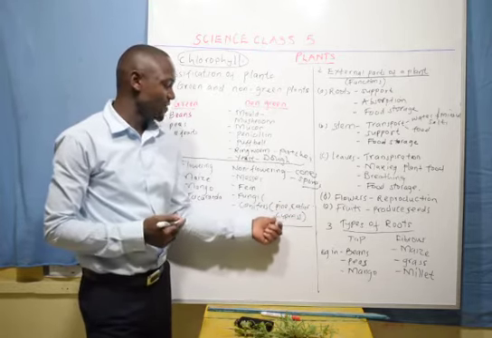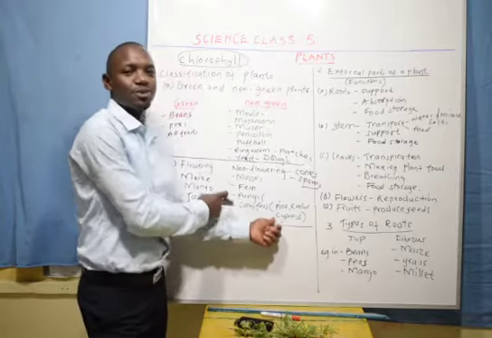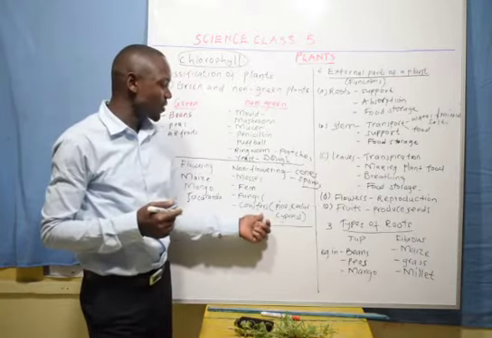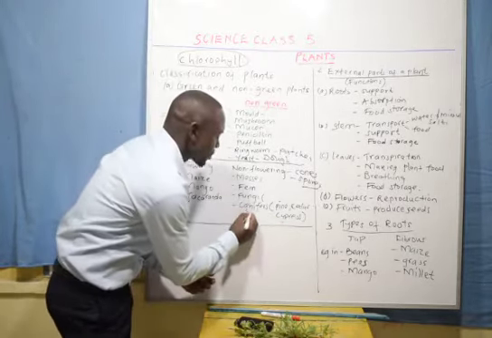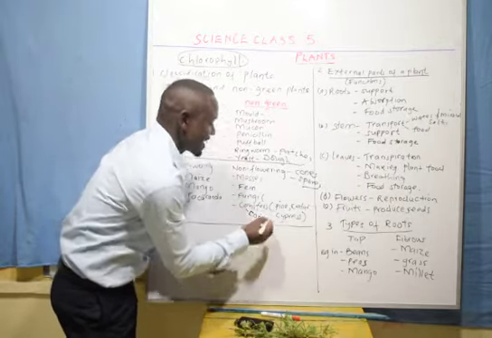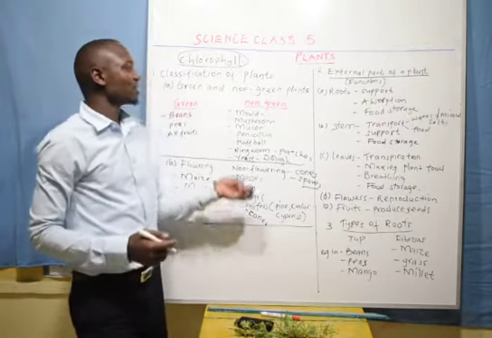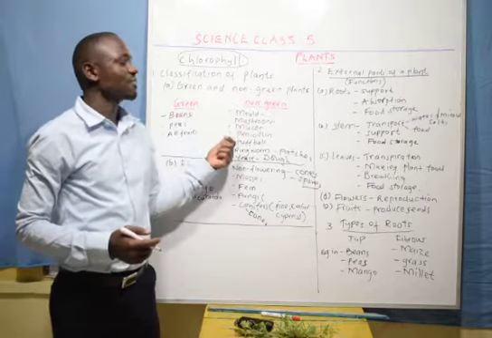These are called conifers. These are green plants but don't produce flowers. They are called conifers because they reproduce by use of cones. So that's a brief classification of plants.